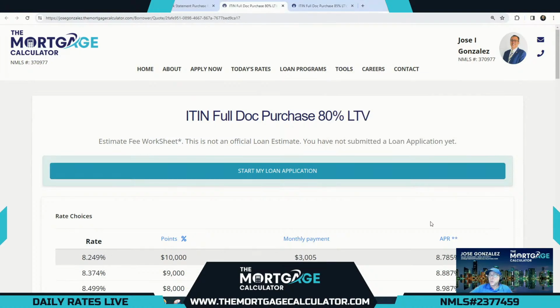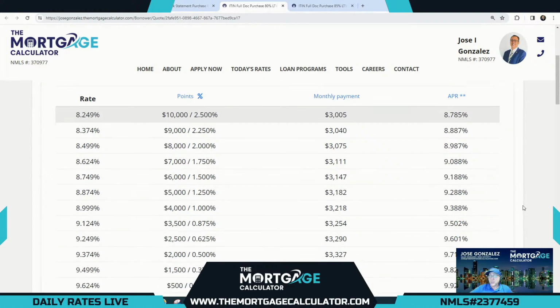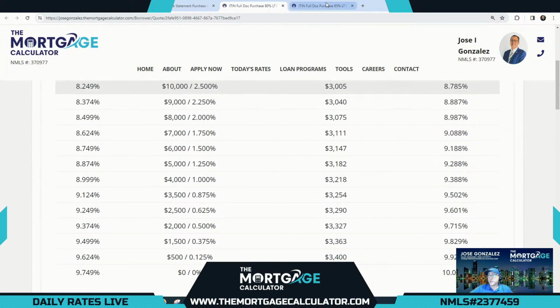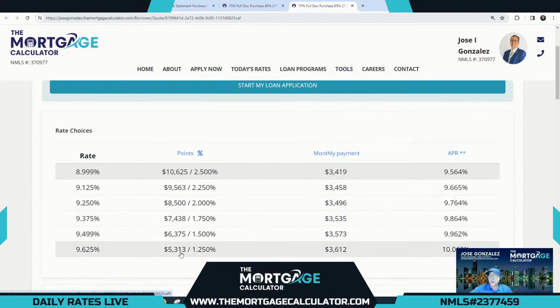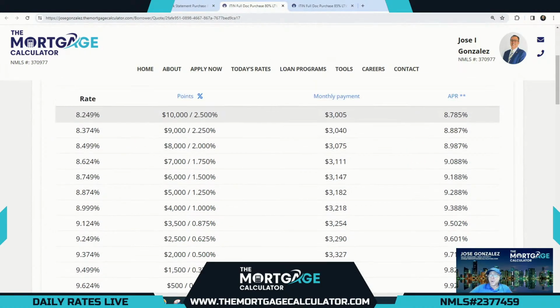Now I wanted to show, as I always like to do, a different example for this full doc option at 80% loan to value, which is a little bit more in line with the standard loan to value. Then you can see that the rate does drop. We're looking at 9.749 at par. In this other scenario, we had 9.625 was costing 1.25. So 9.749 is at par, and you can buy that down all the way to 8.249%, much lower than the 85% LTV option.